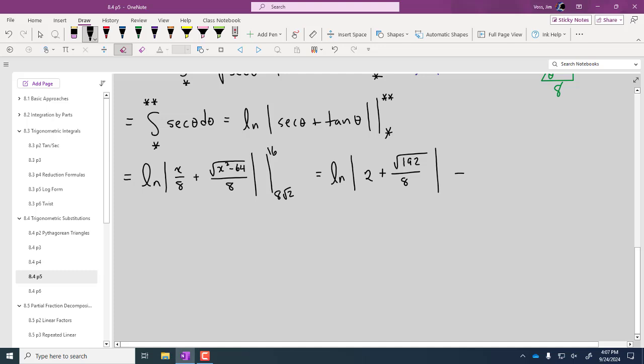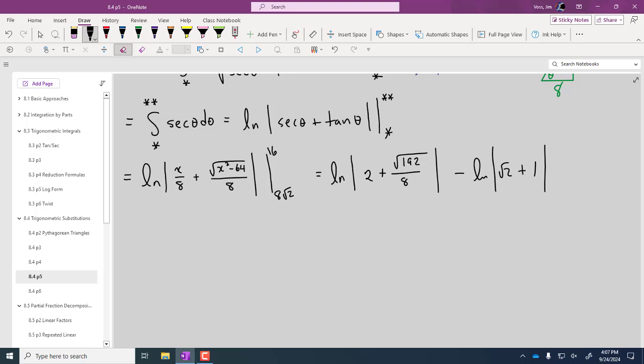Minus natural log, plug in 8 root 2, so we're going to have natural log of 8 root 2 here, which is going to give us a root 2. 8 root 2 squared, that's going to be 64 times 2, so that's all, whoa, that's just 1, isn't it? Someone agree with that? 1?